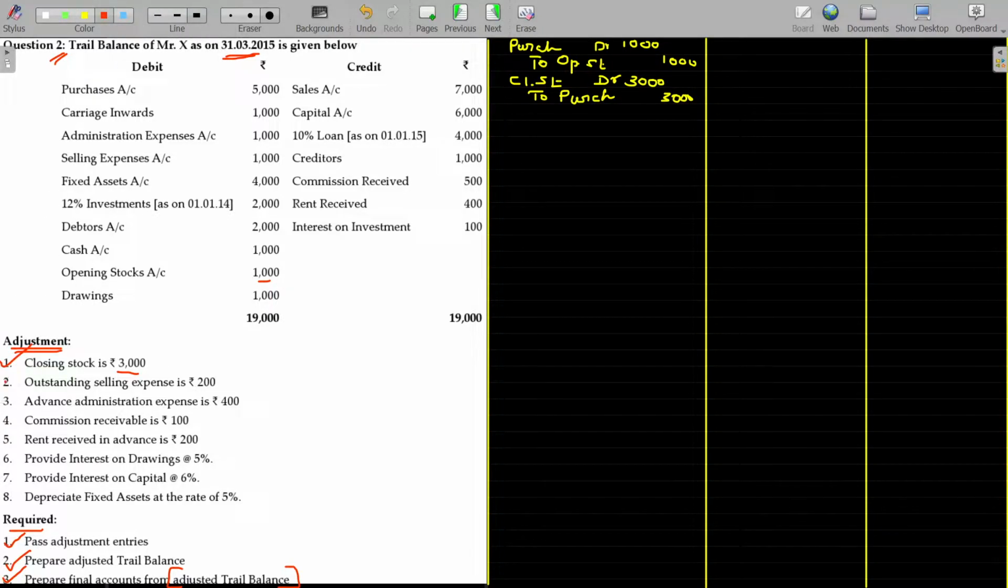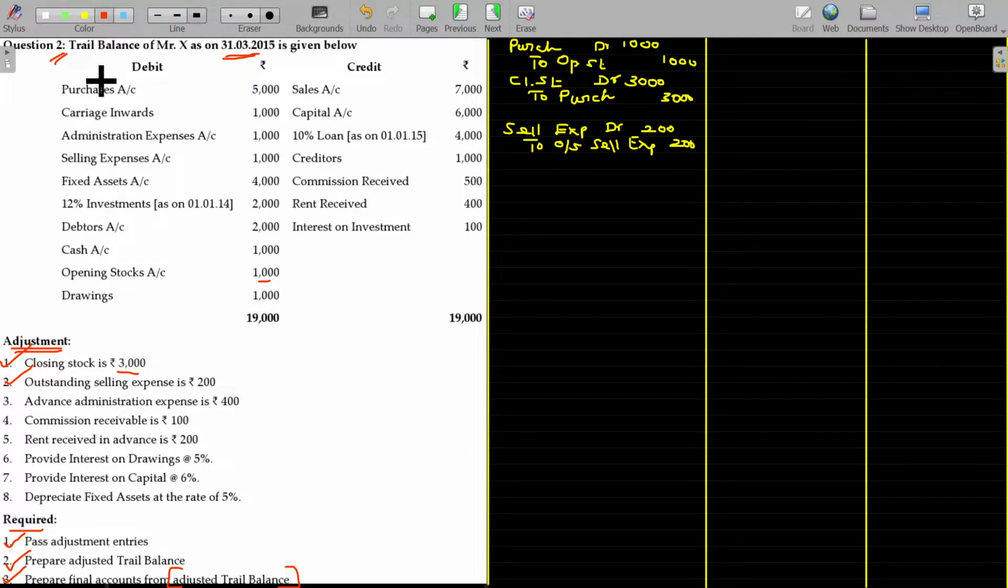Then outstanding selling expenses. Right, what's the journal entry for that? In case of outstanding, the expenses should be debited and outstanding expenses will be posted here. Okay, selling expenses upon debit to outstanding selling expenses, the value being 200.